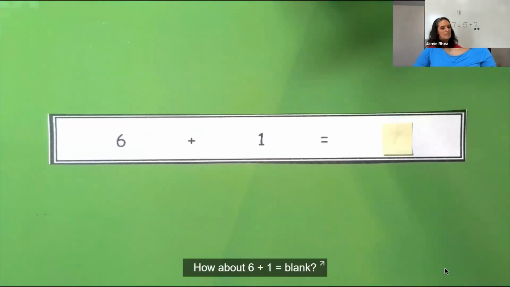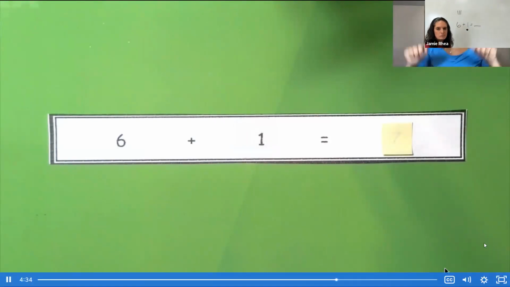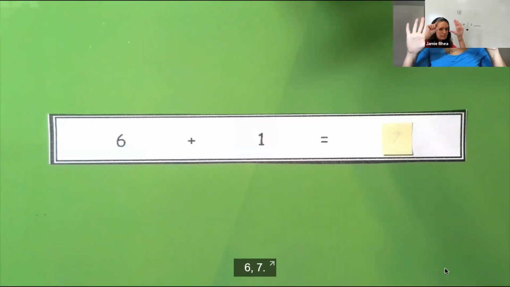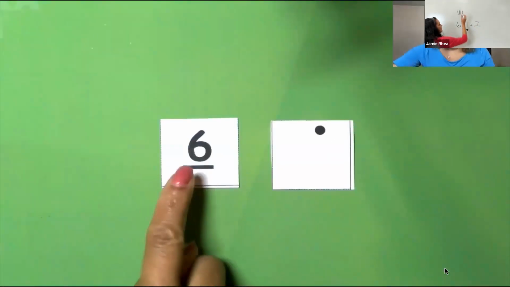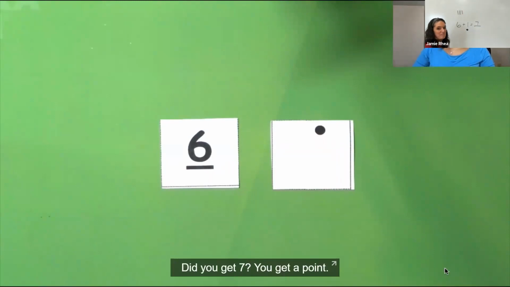How about 6 plus 1 equals blank? Oh, I think we could probably do this one in our heads, because we're doing 6 plus 1 more. But still, if you need help, you can use counting on with your fingers or our dots. 6, 7. Did you get 7? You get a point.